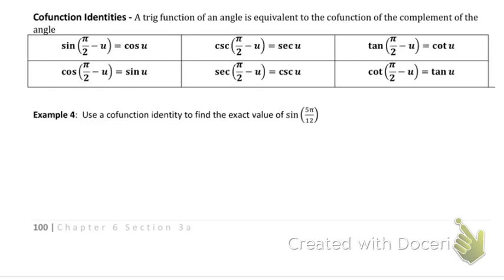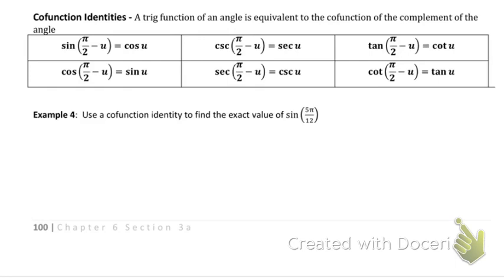Sine of pi over 2 minus some angle. So say you have sine of pi over 2 minus 3 pi over 2. That's going to be the exact same thing as cosine of 3 pi over 2. If you have cosecant of pi over 2 minus 2 pi over 3, that would equal secant of 2 pi over 3. If you have the tangent of pi over 2 minus, say, pi over 6, that would equal the cotangent of pi over 6. These can be useful if you need to transfer between two different functions, like sine to cosine.